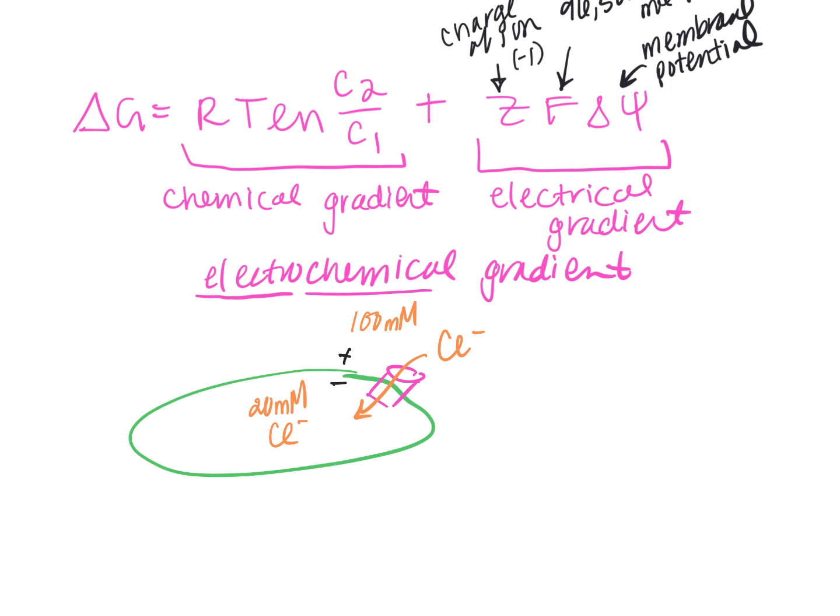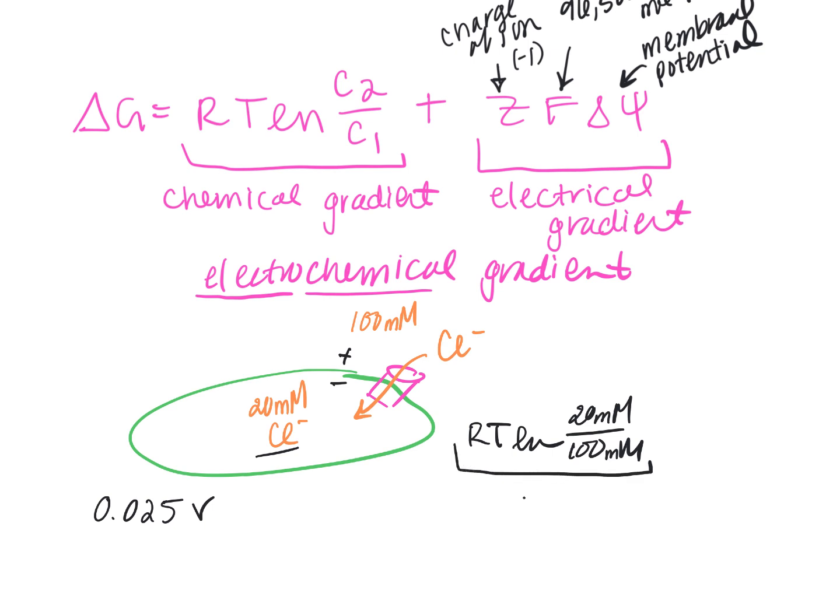And then you'll also be told the membrane potential. And in this case, I'll just make one up. So I'll say the membrane potential is 0.025 volts. All right, so here's how we know how to set the beginning part up. So it's RT ln C2 would be 20, and then C1 is 100. And again, we're going down the concentration gradient, so I would expect this entire term to have a negative value or be a negative delta G.